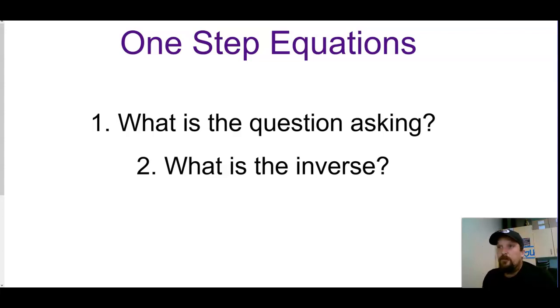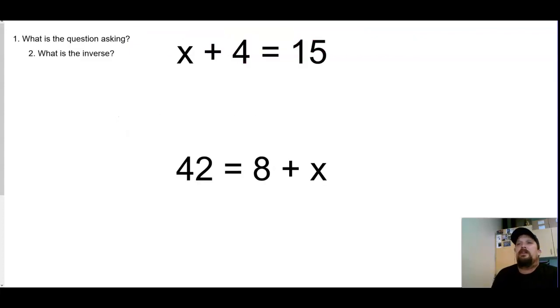One-step equations. This is a basic equation lesson, reviewing what you've hopefully already seen. As we solve these equations, we always need to ask ourselves two questions. The first question is, what is the question asking? And the second one is, what is the inverse? Let's look at some of these problems and ask ourselves those questions as we go along.